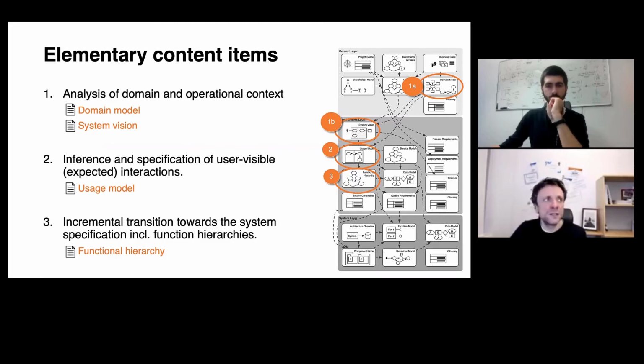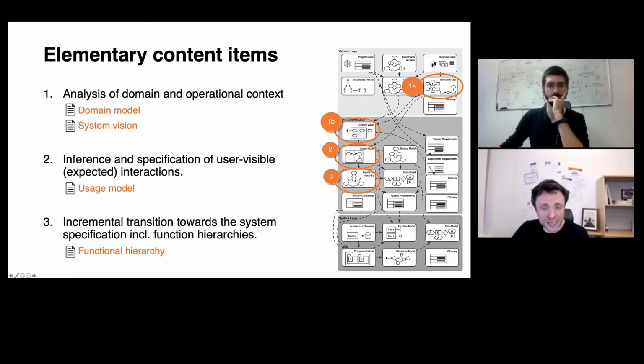The system vision is the means for communication and for scoping, because it defines what the boundaries of my software system are and what the major use cases will be that I want to support with my software system. In a second step, I infer and specify the user visible behavior, which means that for every use case that I indicate in my system vision, I infer a usage model in the form of interaction scenarios that captures how I as an end user intend to interact with my software system.